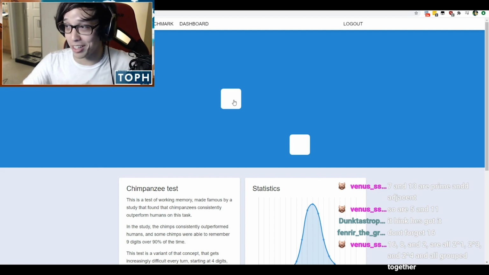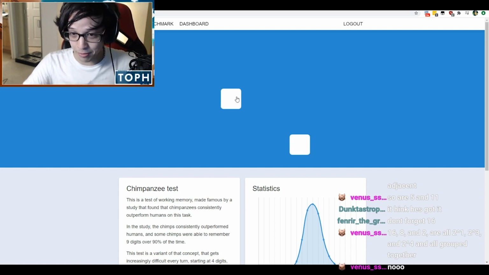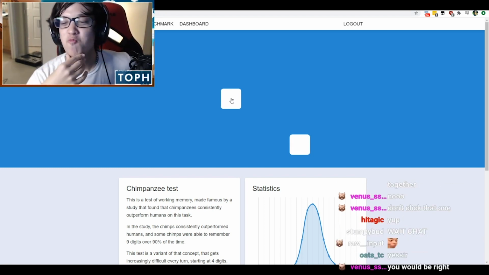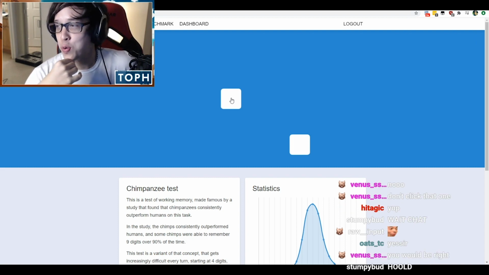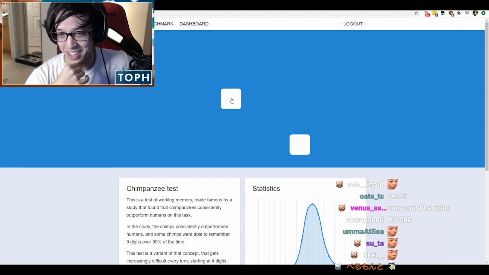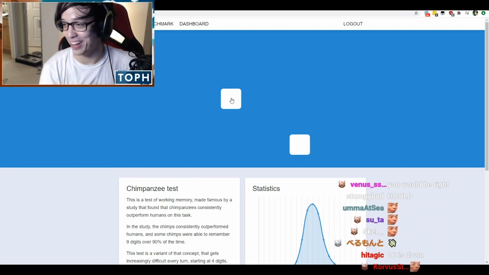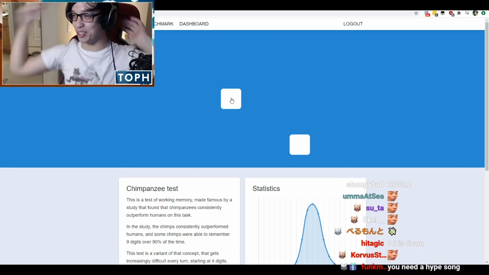I'm pretty sure I said red in the corner, and I'm pretty sure I said 15 was in the middle of the screen. I'm pretty sure this is 15. I would bet a lot of money on this being 15. Chat's trying to mess with me right now. I'm pretty sure I said 15 was in the middle of the screen.